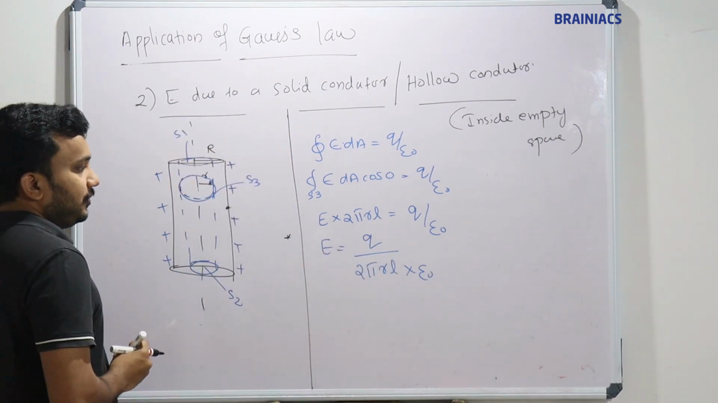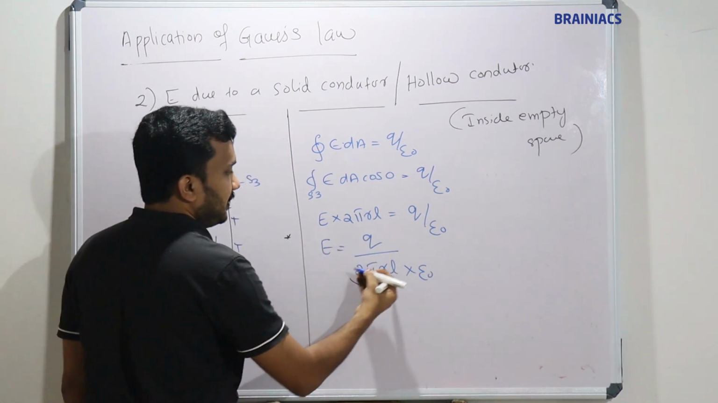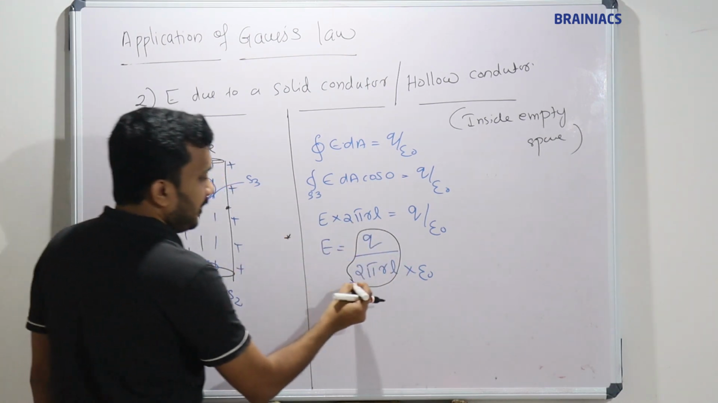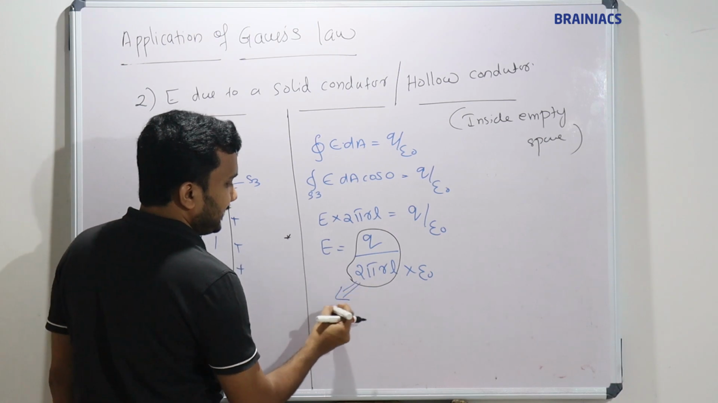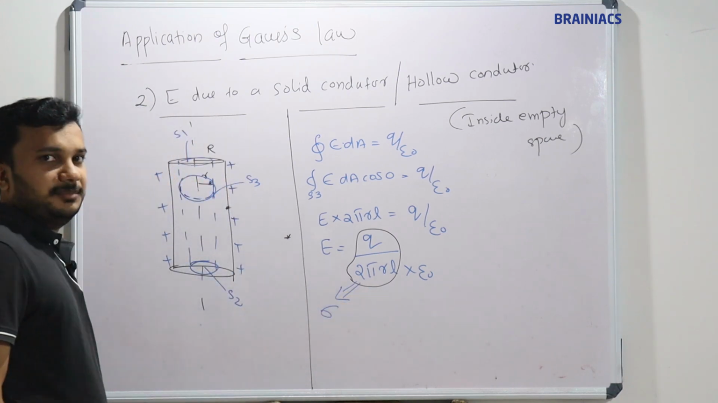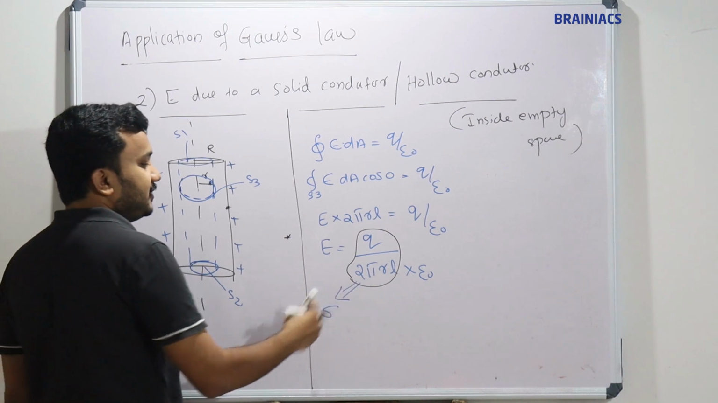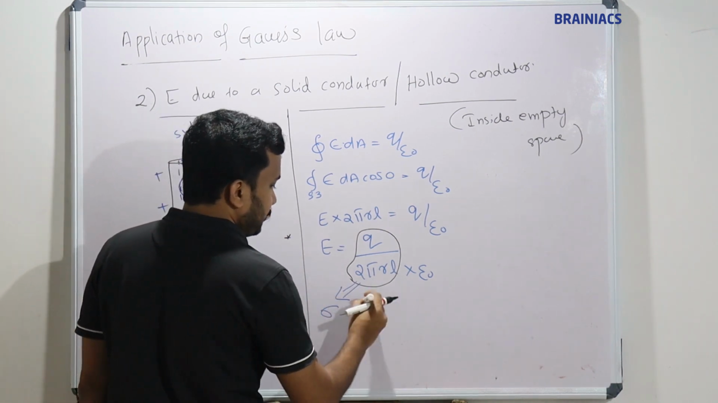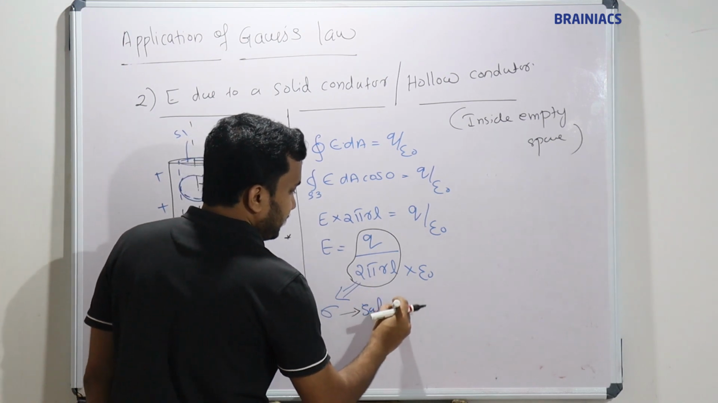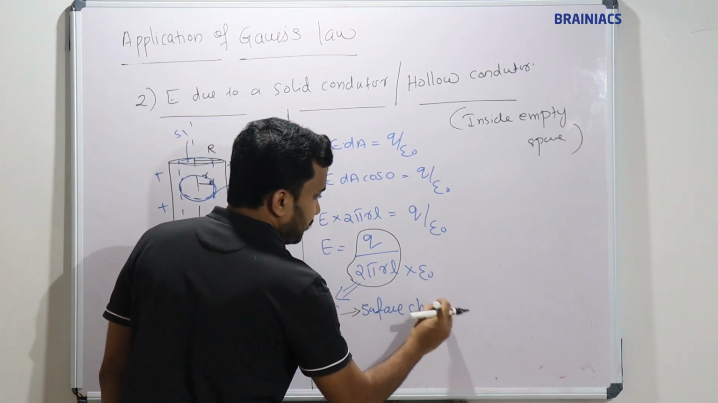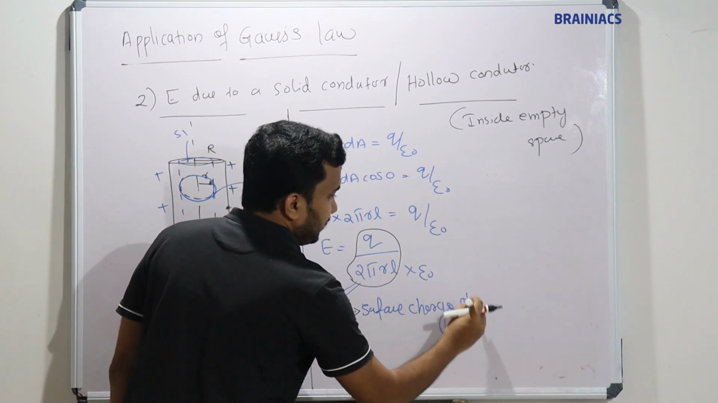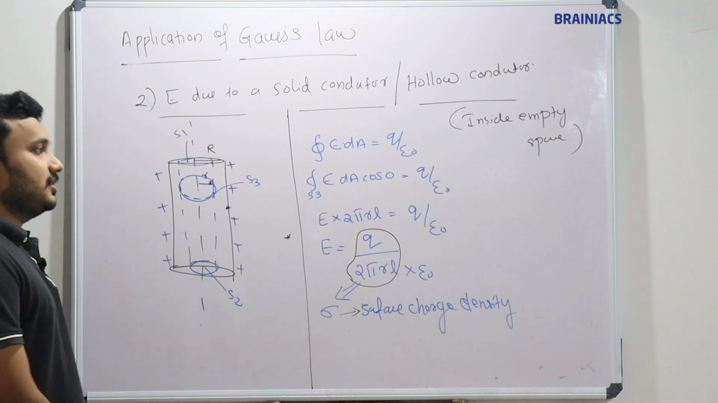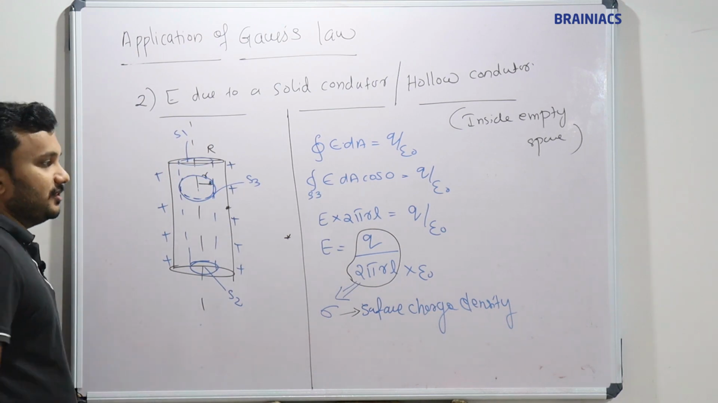Here we are going to introduce one term that represents Q divided by 2 pi r L. This term is called sigma. Sigma is called the surface charge density. So the term sigma is called surface charge density.